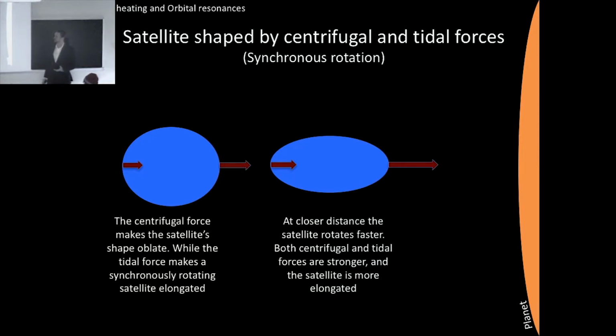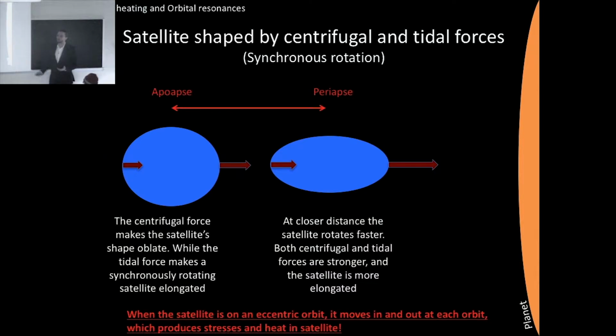Now, imagine if the object is going back and forth. So if it has an eccentricity, then it gets closer at some point at periapse, and then gets further away at apoapse. So when it goes back and forth, it will be stretching back and forth, and friction inside will create heat and will melt the ice.